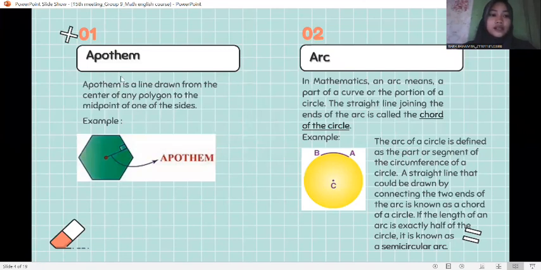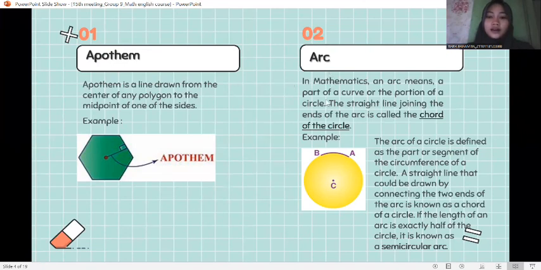Vocabulary 1 is apothegm. Apothegm is a line drawn from the center of any polygon to the midpoint of one of the sides. The example of apothegm is the picture here. Here is the apothegm.